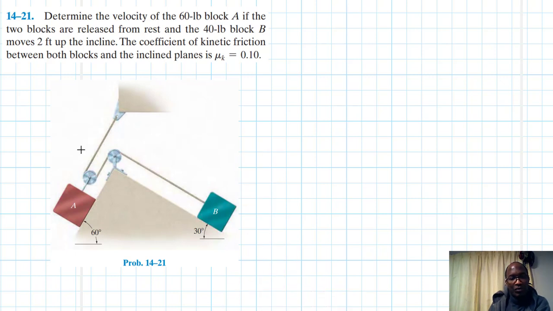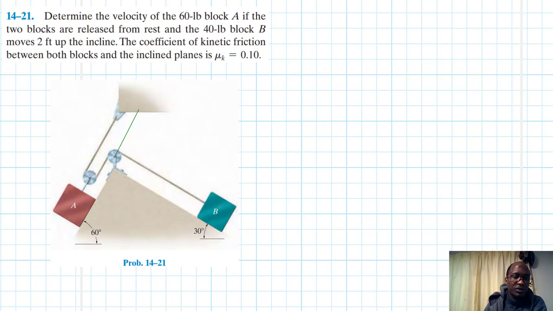This problem is coming from the Engineering Mechanics Dynamics 14th edition by R.C. Hibbeler. We're going to use both the kinematics as well as the principles of work and energy to solve this particular problem. So let's begin.